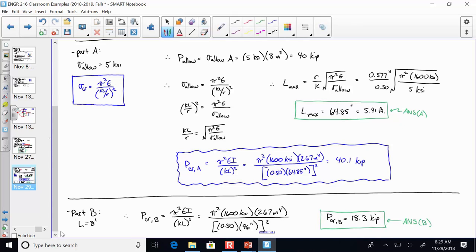All right. Here's the point I want to get across. On part B, the column is 8 feet long. It has a buckling capacity of 18.3 kips. Now, if you compare that to this value right here, I'm going to box this in red because this is kind of important.